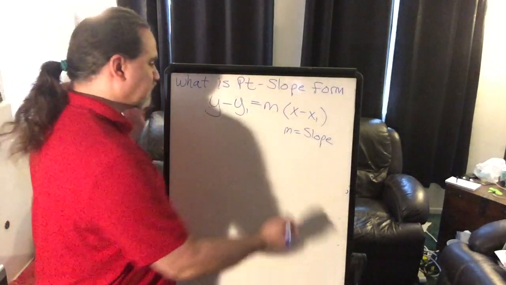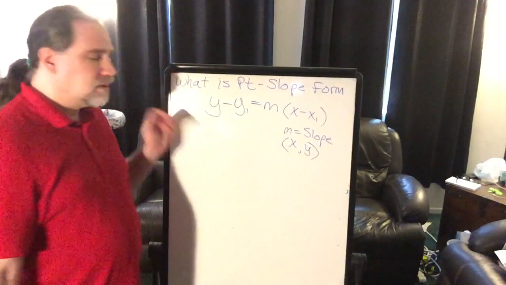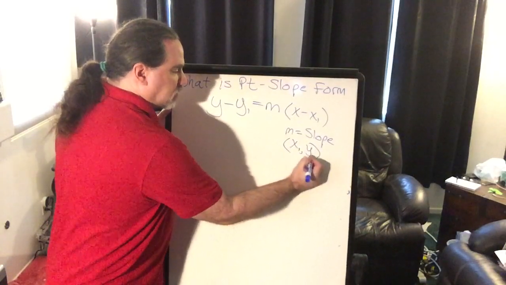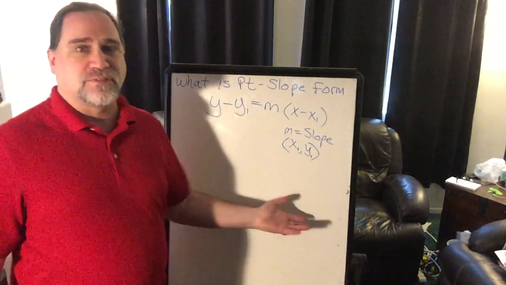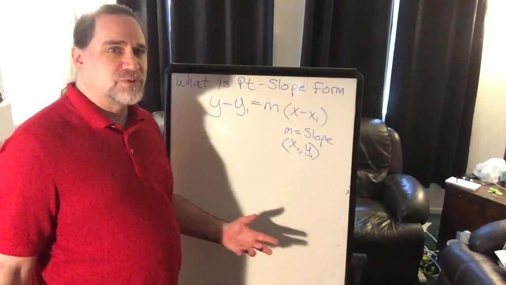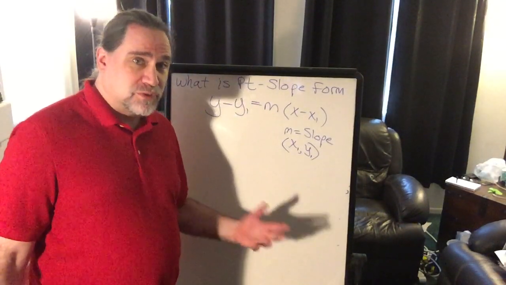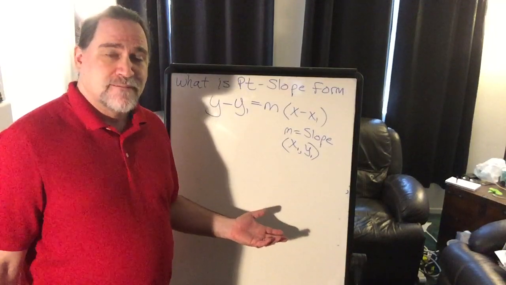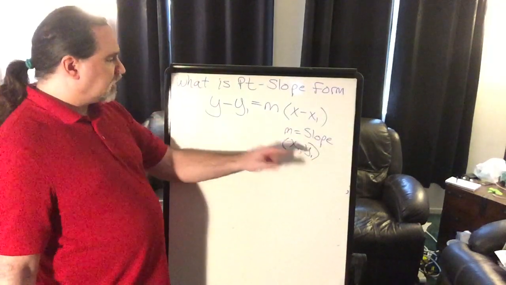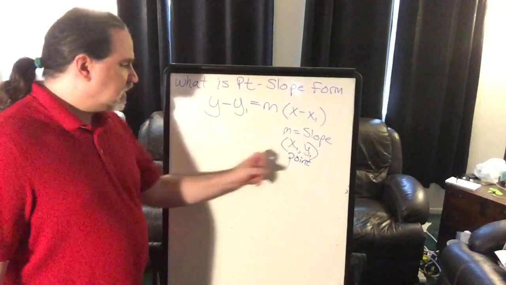Now, the other part is the point. Every point in mathematics is always x, comma, y. But in this situation, the x and the y are actually the x1 and the y1, because remember, that's the first point we have. If we had a second point, it would be x2 and y2. If we had a third point, it would be x3 and y3. So it's the point we have. Now, we may find ourselves with more than one point, which means we could write more than one equation, and we'll talk about that in just a few minutes. But this x1 and y1 is my point.